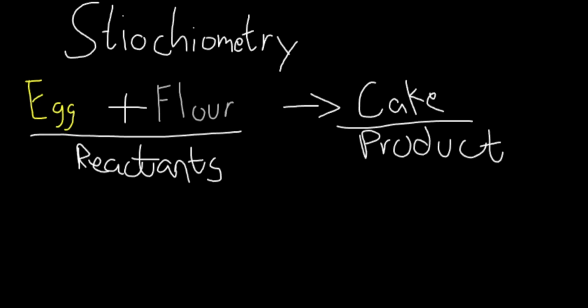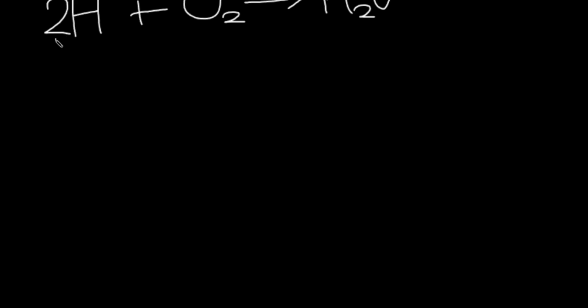To put this in a more chemical way, let's use hydrogen plus oxygen turns to water, or H2O. Coefficients are the numbers in front of the elements or compounds. They tell us how many molecules or moles we have. Basically, think of this being the coefficient.